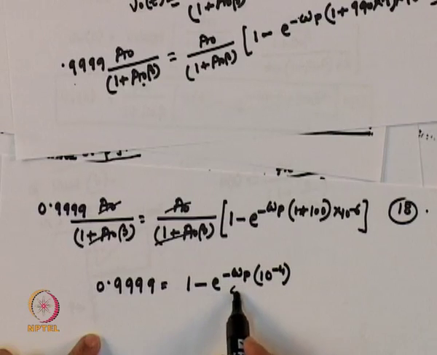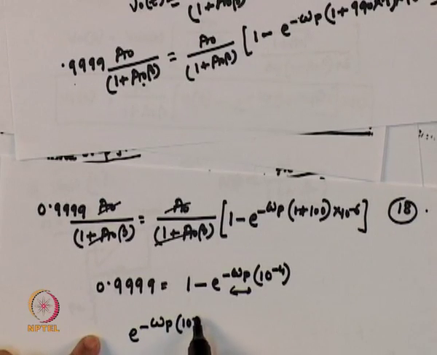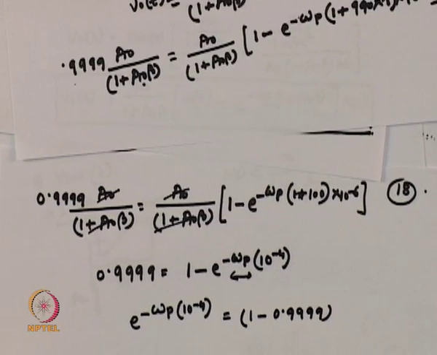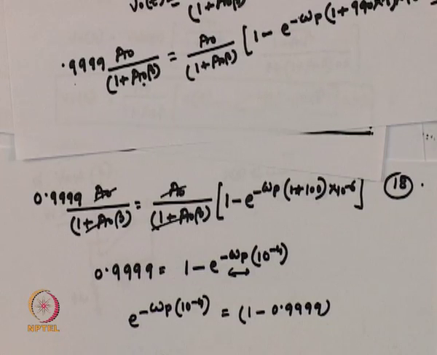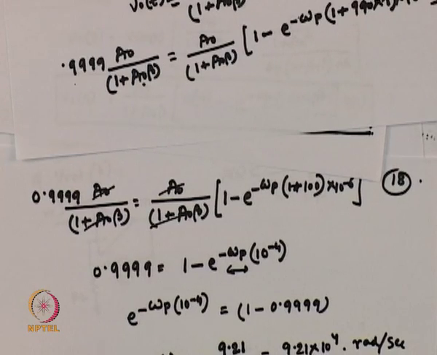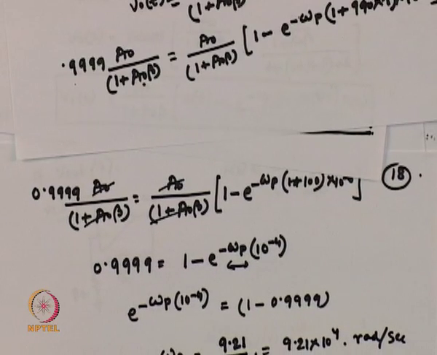So, all values are known, only omega p we have to find out. So, e to the power minus omega p into 10 to the power minus 4 is 1 minus 0.999. If we take the ln on both sides, ultimately omega p is equal to 9.21 into 10 to the power minus 4. So, it is 9.21 into 10 to the power 4 rad per second, or it is 92.1 kilo rad per second. So, this is our pole frequency.